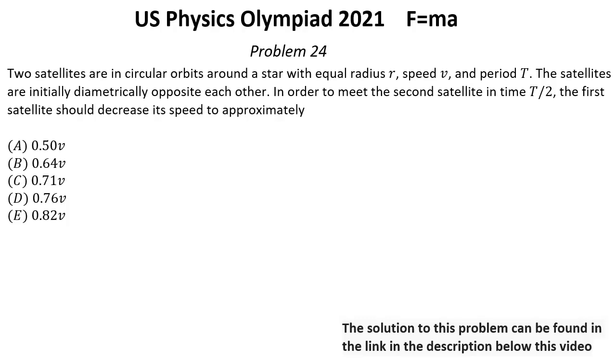First, let's use Kepler's third law to calculate the size of the semi-major axis for the second satellite. We have this relation, that the cube of the semi-major axis is proportional to the square of the period, which in our case is 1 over 4. It means that for the second satellite, the semi-major axis equals this expression.